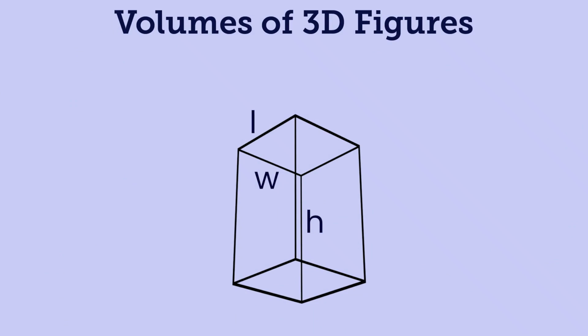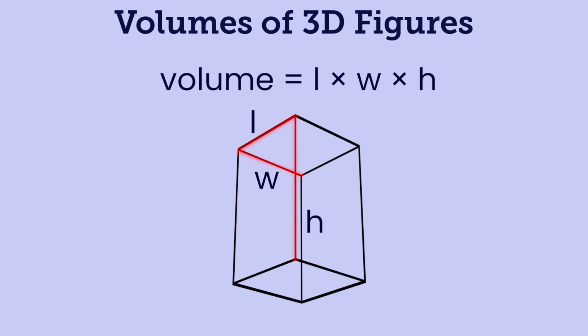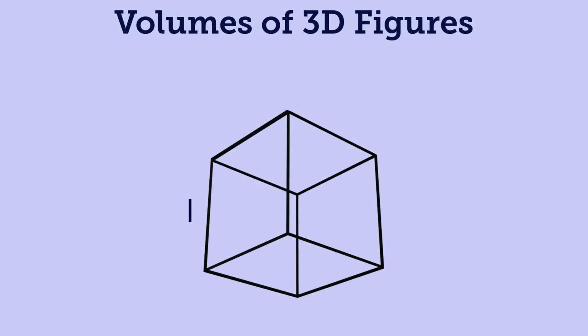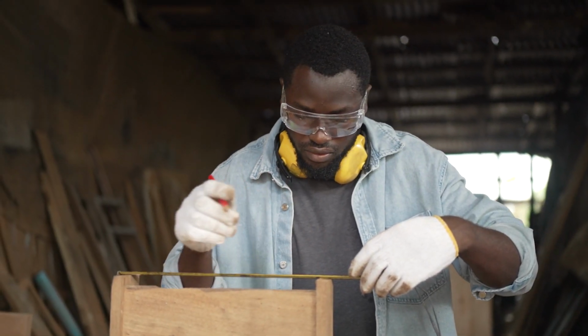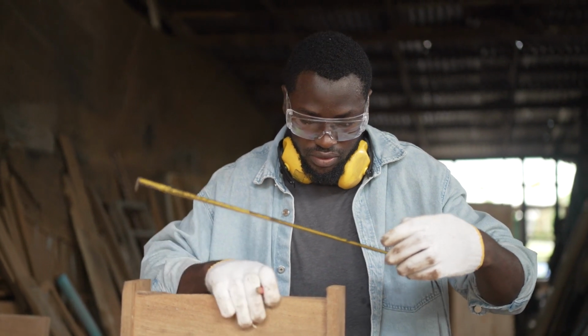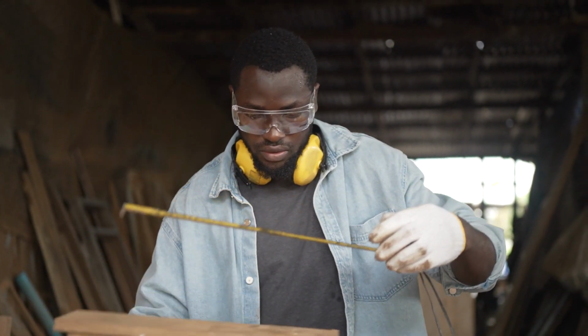The volume formula for rectangular prisms is volume equals length times width times height. The volume formula for cubes is volume equals length cubed. Some word problems can be solved by finding the volumes of cubes or rectangular prisms. Let's go over a few examples.